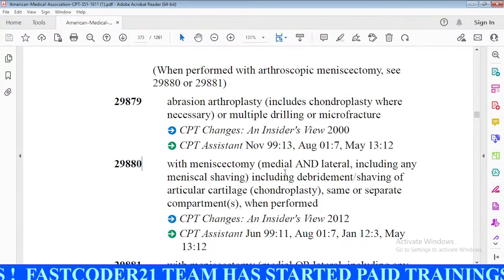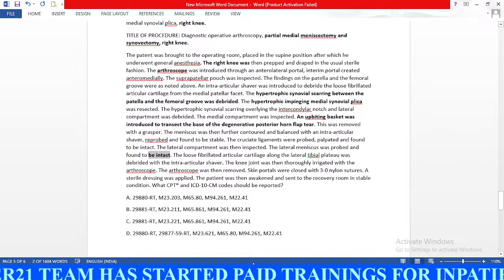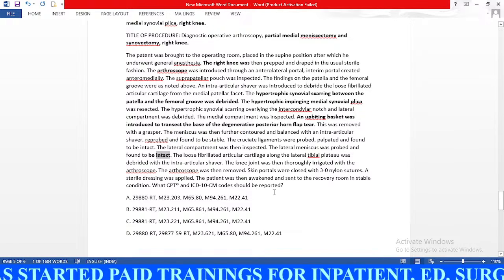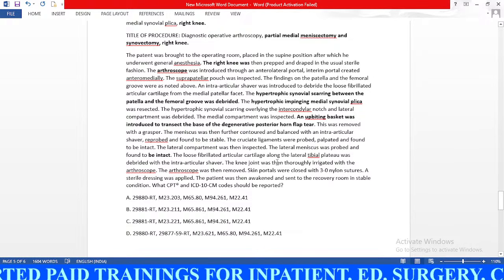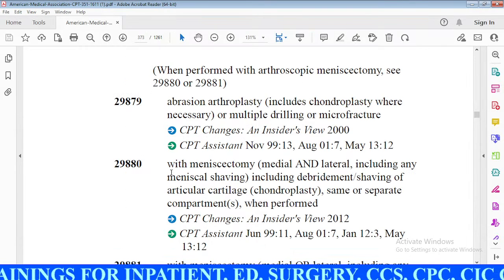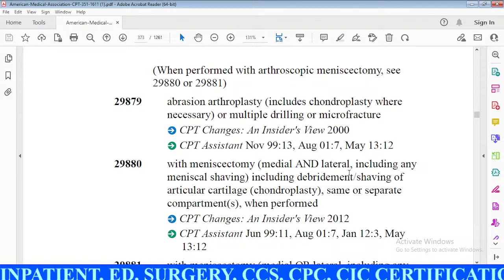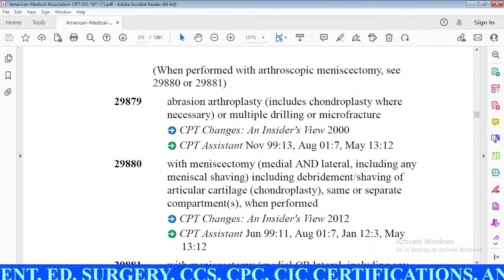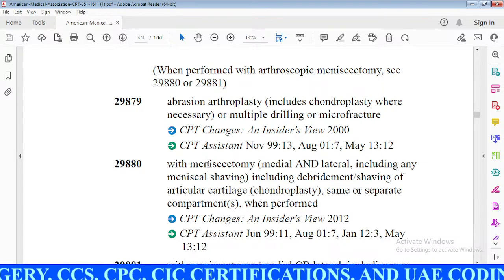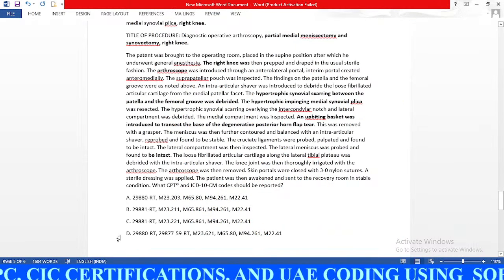29880 is meniscectomy, medial and lateral, but this is wrong. Why wrong? Based on our operative procedure, the physician has mentioned the lateral meniscus was probed and found to be intact. So the physician did not perform meniscectomy on the lateral meniscus. So 29880 is wrong. 29880 is for medial and lateral meniscectomy. But based on our question, the physician performed the procedure only on the medial meniscus. So 29880 is wrong. Based on this, we can eliminate A and D.